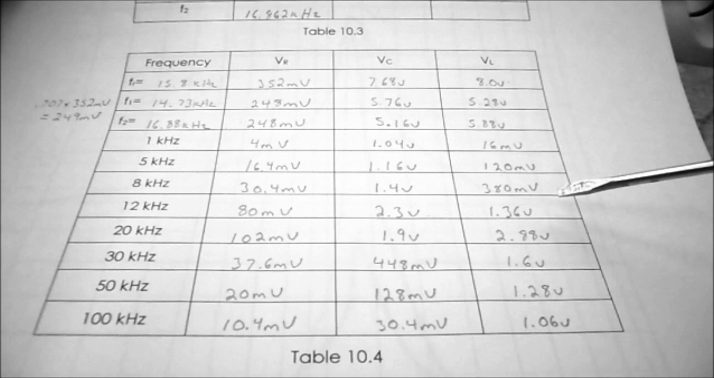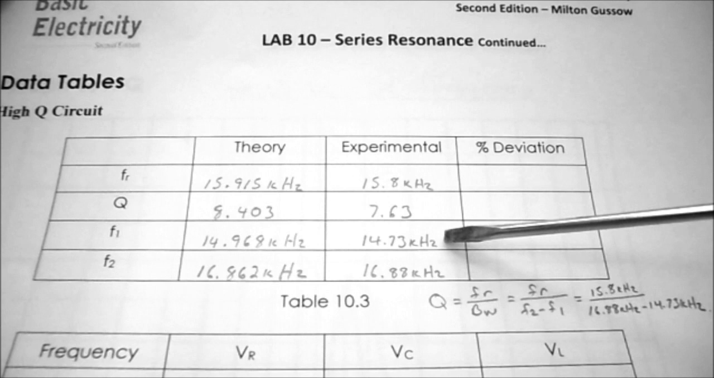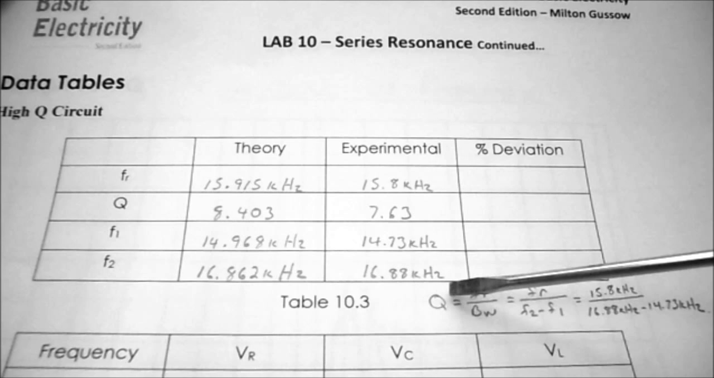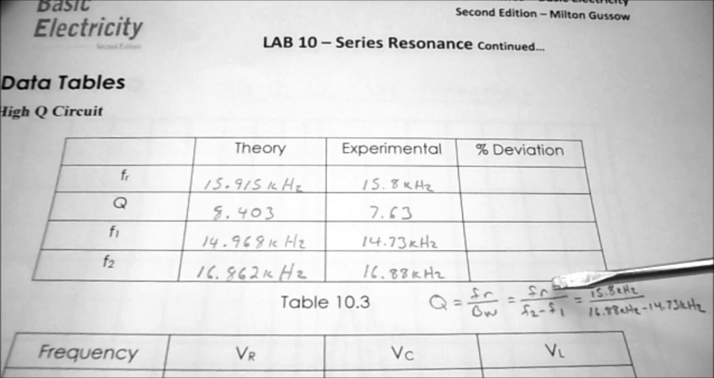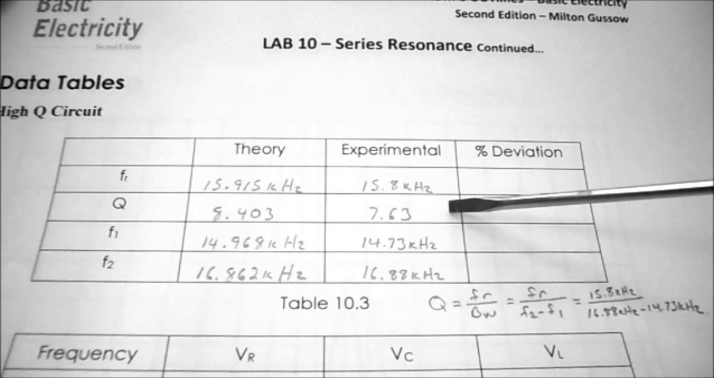So going back to table 10.3, I've filled in my experimental resonant frequency as 15.8 kHz, F1 experimental 14.73 kHz, F2 experimental 16.88 kHz. To calculate Q, Q is equal to F at resonance divided by the bandwidth, which is equal to FR divided by F2 minus F1. So 15.8 kHz divided by 16.88 kHz minus 14.73 kHz. And that worked out to 7.63. I'm going to leave you to calculate the percent deviation.